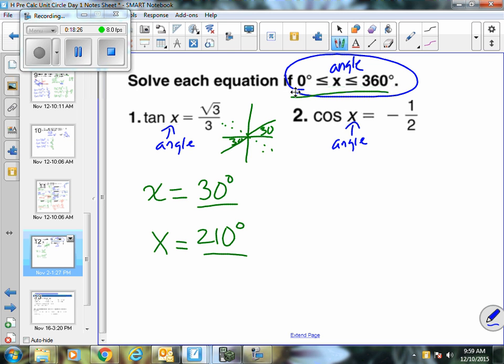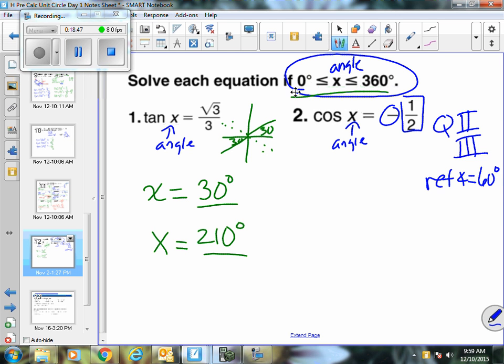So when is cosine negative 1/2? Let's talk about negative first of all. What quadrants is cosine negative? It's the x value, remember. So that would be quadrant 2 and quadrant 3. And for what reference angle is cosine 1/2? Well, that's a 60-degree reference angle. So those are still the same two pieces of information you need. So 60-degree reference angles in quadrants 2 and 3.